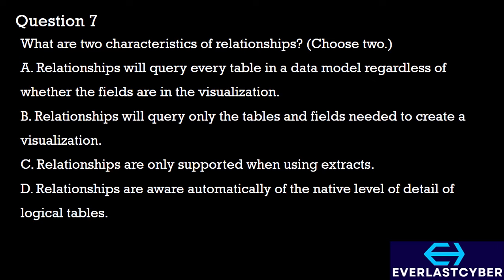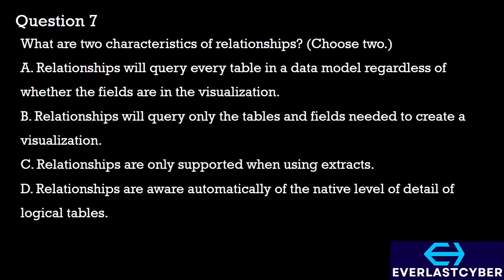In option A, relationships are optimized to query only the necessary tables and fields used in the visualization. This makes them more efficient compared to traditional joins. In option B, relationships allow Tableau to query data dynamically based on the fields and filters in the visualization. This ensures that unnecessary tables or fields are not queried, thereby improving performance. For option C, relationships work with both extracts and live connections, thereby providing flexibility depending on the data source and connection types.